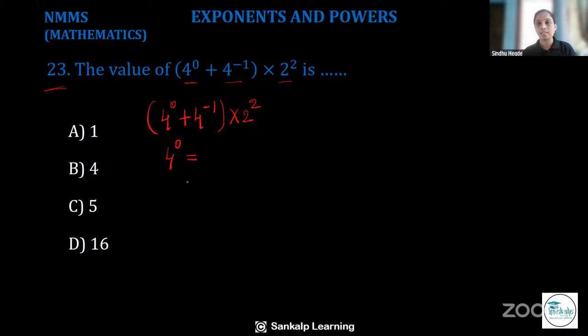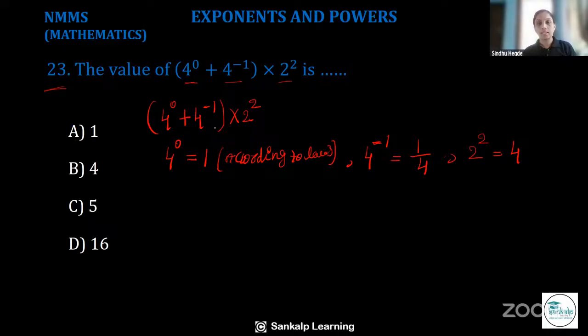So 4 raised to 0 is 1 only according to the law. It's enough, no need to write that statement of law. But you should remember that 4 raised to 0 is 1. Now find out 4 raised to minus 1. Minus 1 is nothing but inverse of 4. Inverse of 4 is 1 by 4. So 4 raised to minus 1 is 1 by 4. Similarly, 2 square. 2 should be multiplied twice. 2 2s are 4.